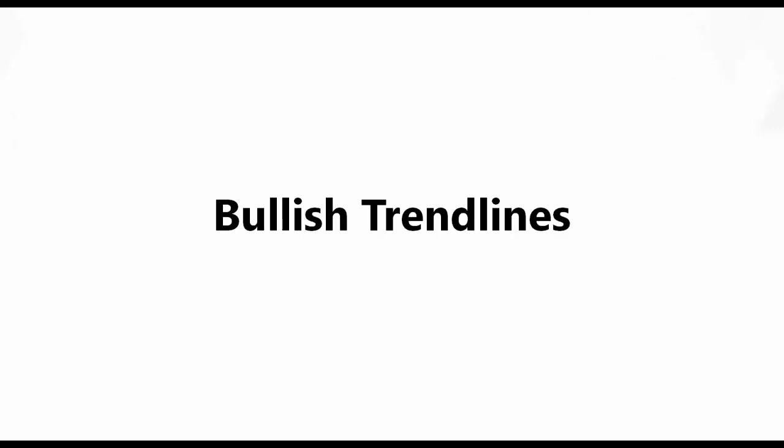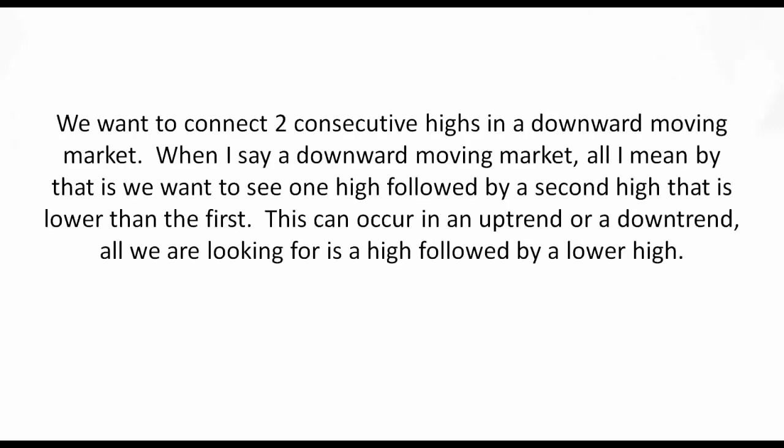All right, so bullish trend lines. We want to connect 2 consecutive highs in a downward moving market. When I say a downward moving market, all I mean by this is that we want to see one high followed by a second high that is lower than the first. So things are just moving downwards, staircase stepping down. This can occur in an uptrend or a downtrend. All we are looking for is a high followed by a lower high.